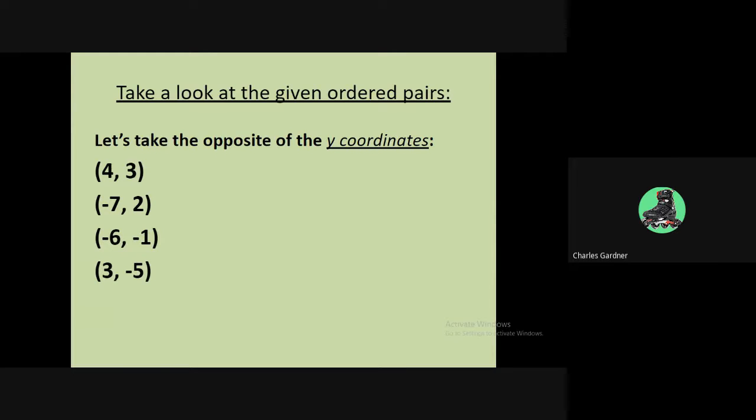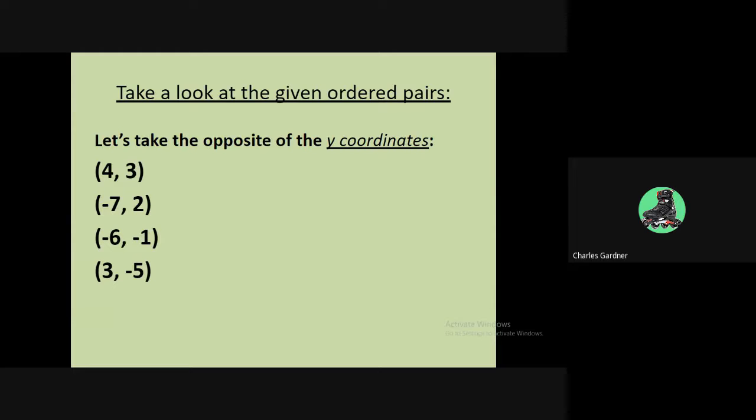Wait, so does the x-axis always stay the same? What do you mean? Like on this, does it always stay the same? If you're trying to reflect it over the x-axis, the x-coordinate stays the same and the y-coordinate changes. So on this one, we need to take the opposite of the y-coordinates. Is that the first number in our ordered pair or the second one?